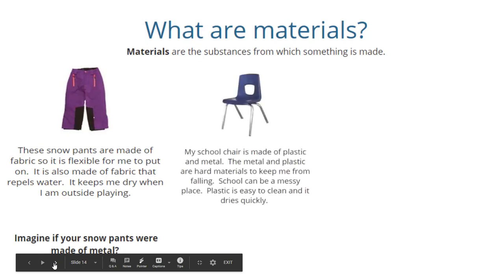Let's move on. So, our school chairs. Our school chairs are usually made out of plastic and metal. The metal and plastic are hard substances to keep us from falling. And schools can be a messy place. Plastic is easy to clean and it dries quickly. So imagine if a school chair was made out of fabric.